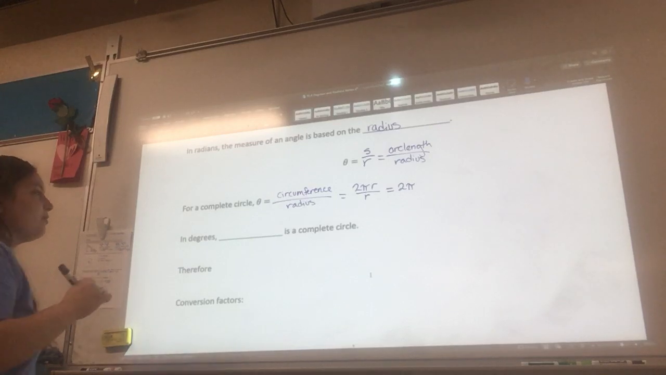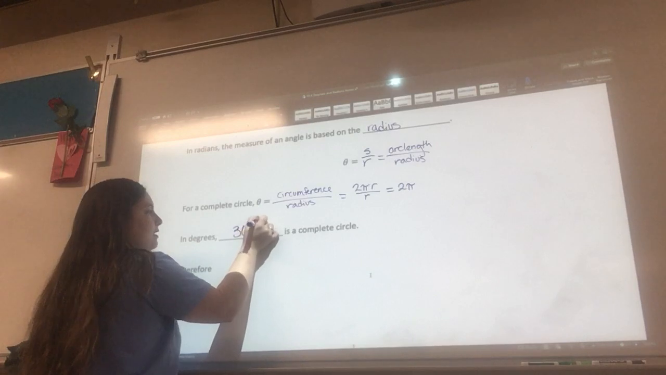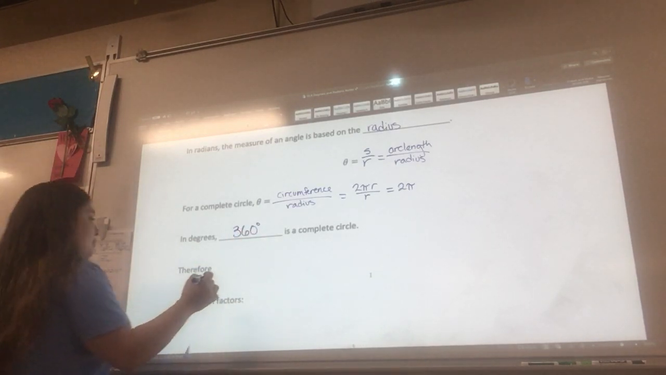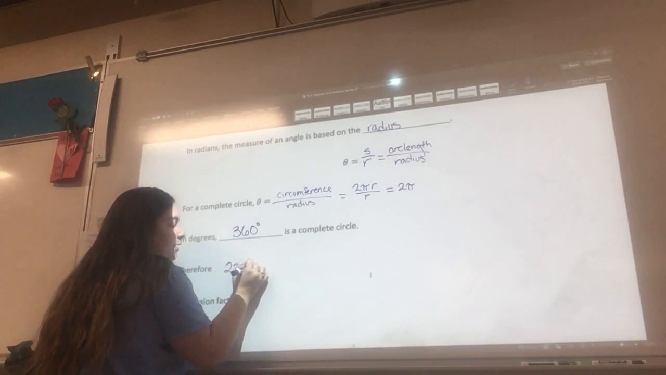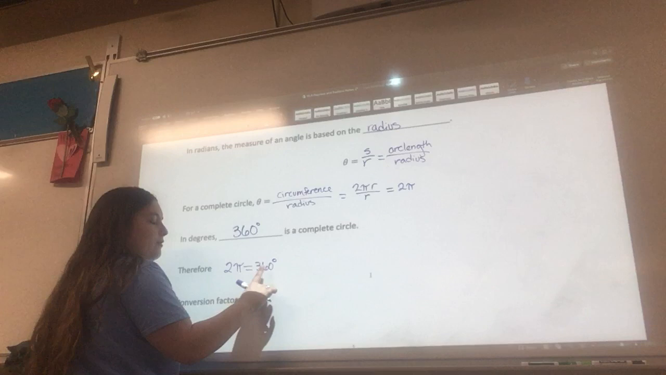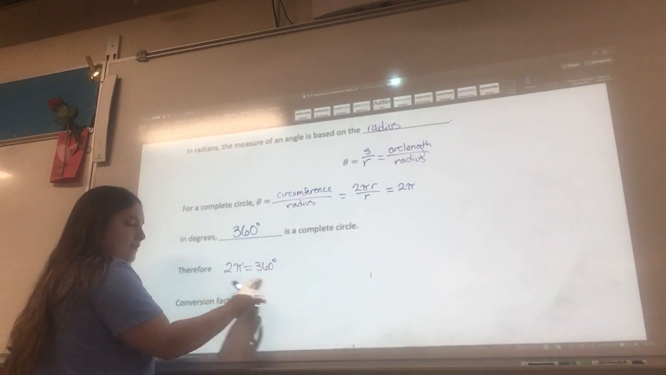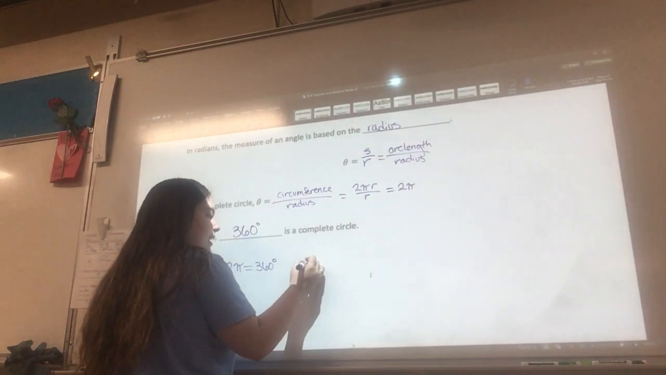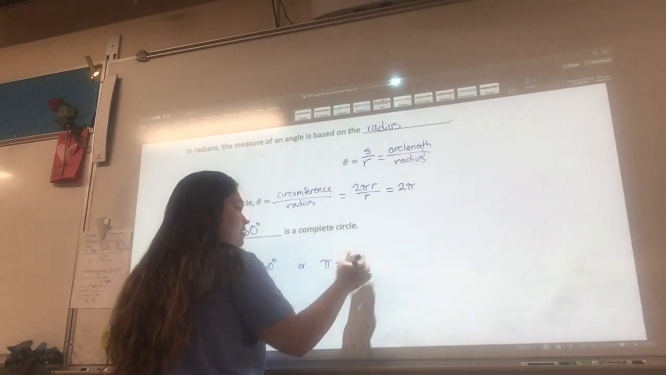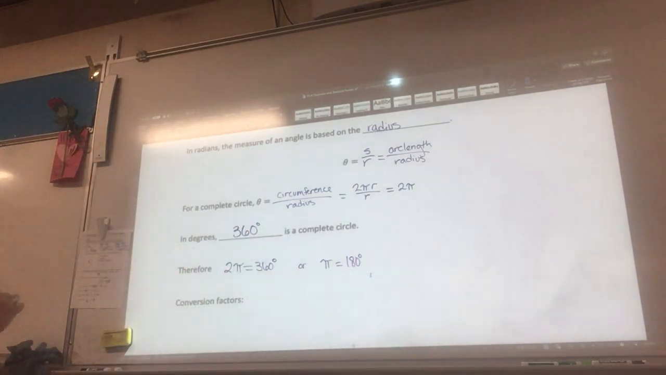In degrees, I hope we all know that to complete a circle, it is 360 degrees. So what this tells us is that 2 pi radians equals 360 degrees. We can simplify, divide by 2, and state that pi equals 180 degrees. So 1 pi equals 180 degrees on our circle.